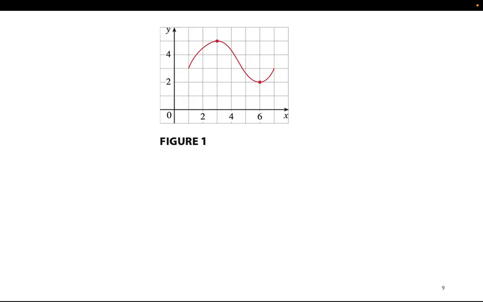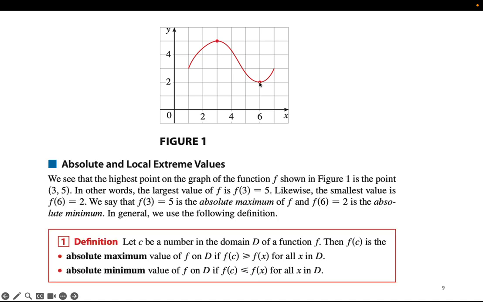Okay, maximum and minimum values. So here's a function. Here we want to look for something called the absolute maximum. Notice this point right here, when x is 3 and y is 4, this is the biggest value of the function, and this is the smallest value. So we call these the absolute maximum and the absolute minimum of the function. So this is the absolute maximum. It's not just the maximum, it is the absolute maximum.